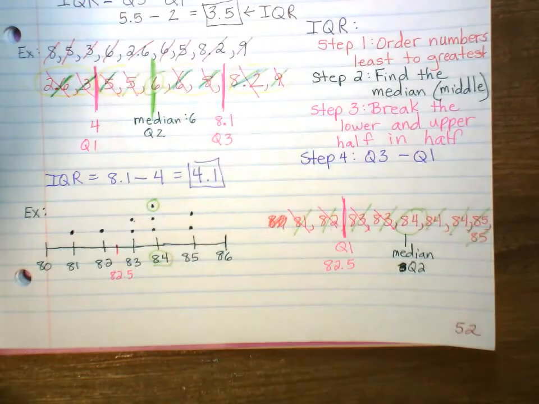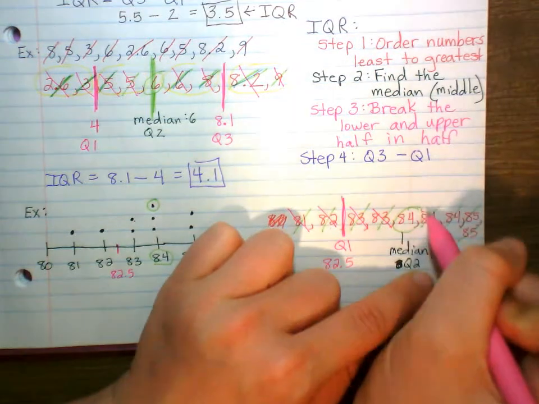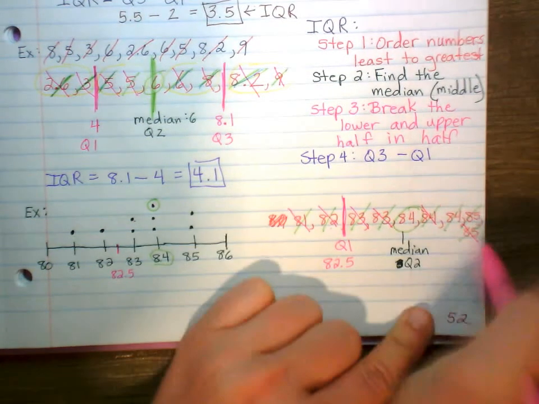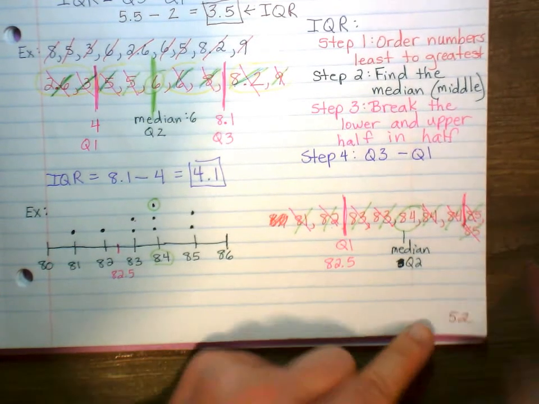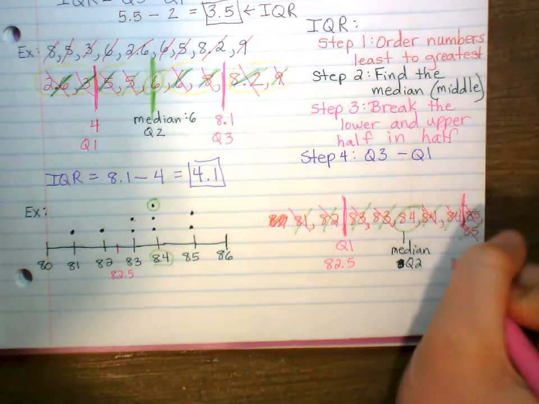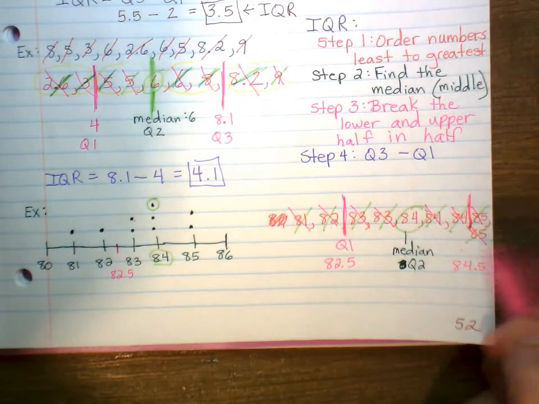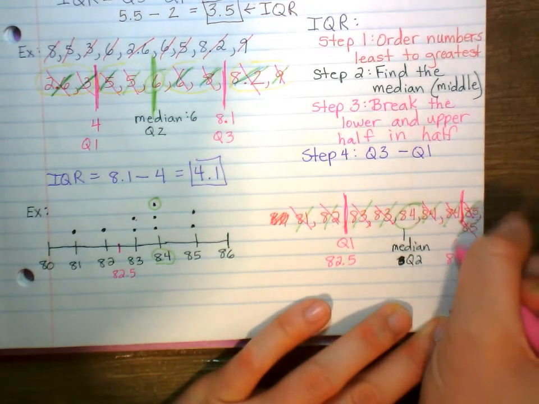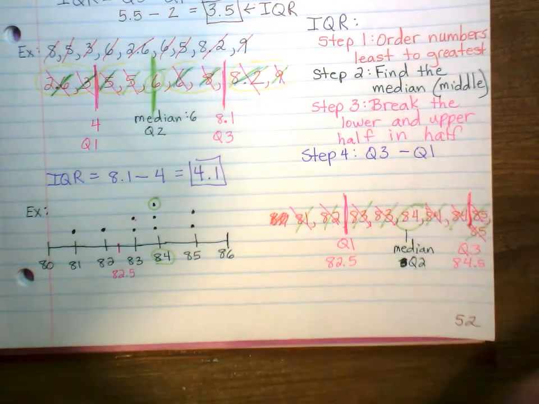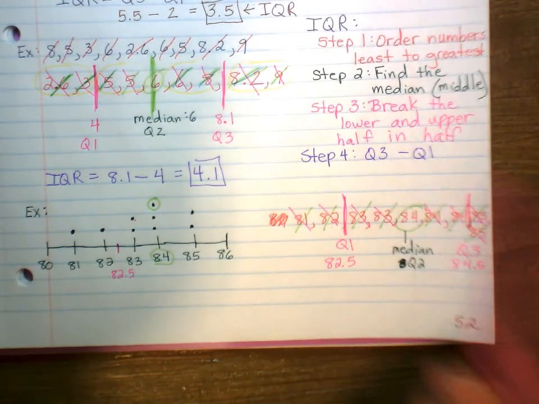All right, now we need to break the upper half in half. So the upper half, cross out 84 when I cross out 85, cross out 84 when I cross out 85. So right between 84 and 85, I know that it's 84.5. If I didn't know that, do 84 plus 85 divided by 2. That's my third quartile. We have first quartile, second quartile, the median, third quartile.